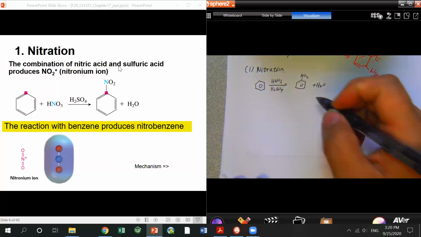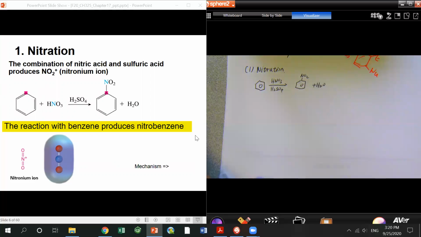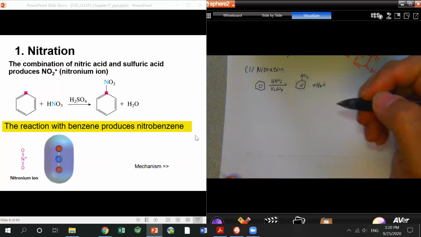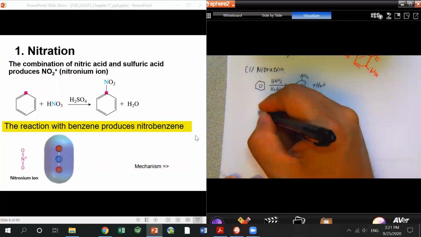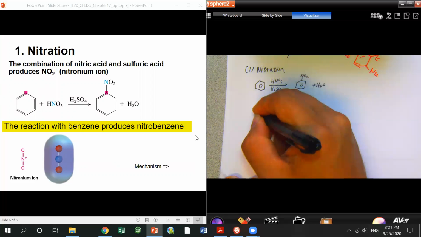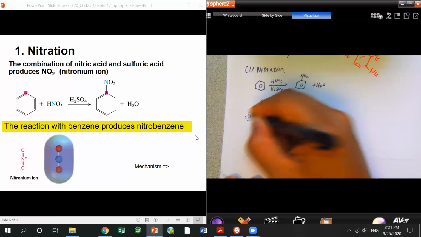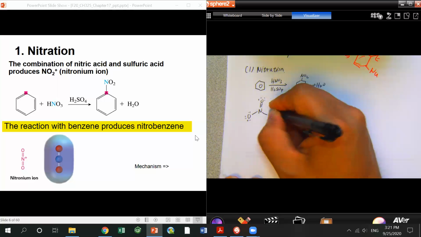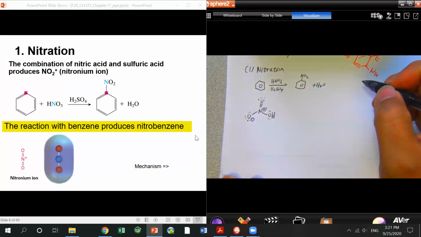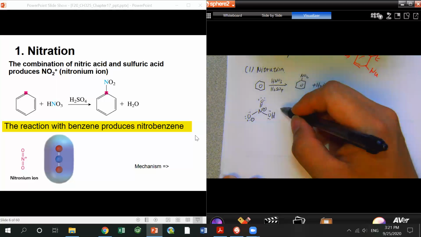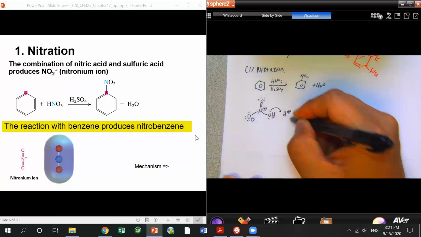Here I show you the mechanism for this reaction. So the benzene still holds the electrons, and the electrophile comes in. We start with the nitric acid. First, nitric acid reacts with sulfuric acid and picks up a hydrogen, picks up a proton.